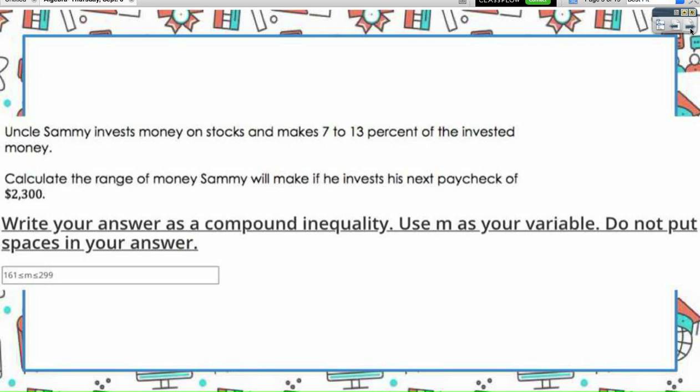Part C, Sammy invests money on stocks and makes 7 to 13%. So he could make 7, he could make 13, or he could make anything in between. Calculate the range of his money that he will make if he invests $2,300.